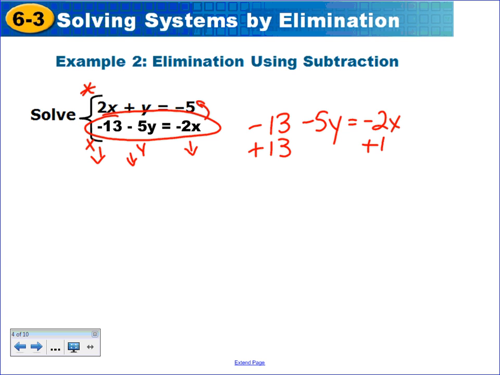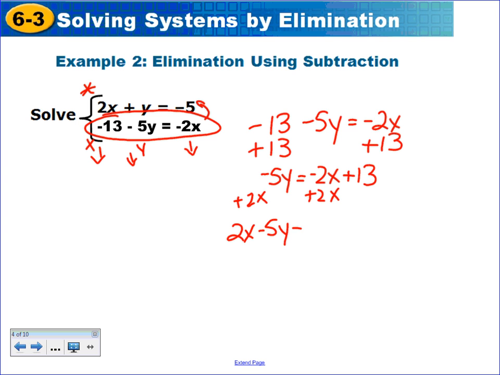So if I add 13 to each side, that gives me negative 5y is equal to negative 2x plus 13. Now I want my x's to be at the beginning, so I'm going to add 2x to both sides, giving me 2x minus 5y equals 13. Why did we not write the negative 5y first? Why did you write 2x first?